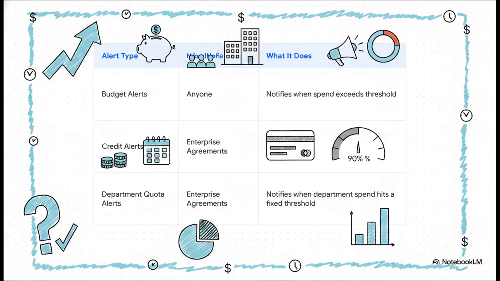All right, everybody lean in close for this one. This table right here, it's basically free points on the exam. I guarantee you'll see it. There are 3 types of alerts. First, budget alerts. These are for everybody.